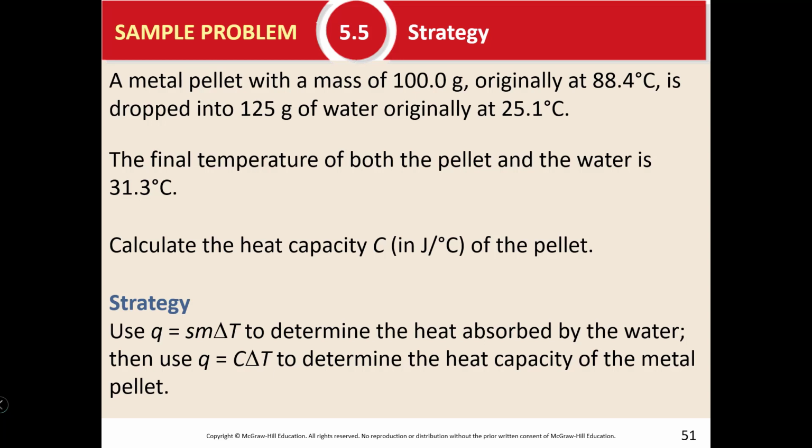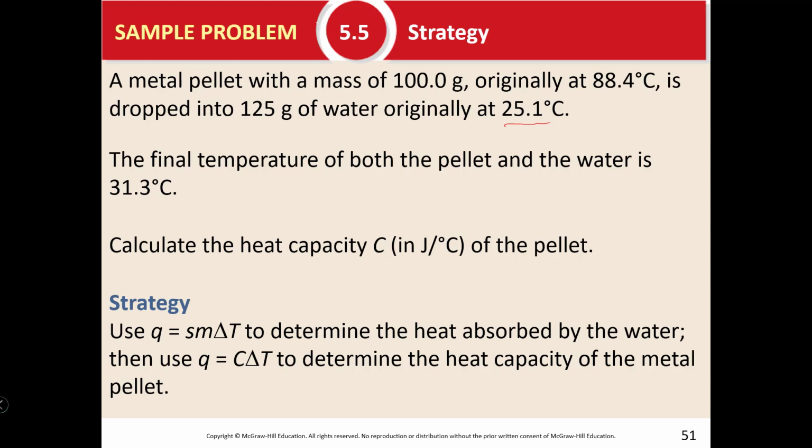All right, so let's look at a problem. This is your classic constant pressure calorimetry problem. So you have a metal pellet with a mass of 100 grams, originally at 88.4 degrees Celsius, so it's warm, is dropped into 125 grams of water that's originally at 25.1 degrees Celsius. So you know by experience that if you put a hot metal object into room temperature water, the temperature of the water is going to rise, and it's going to equilibrate. That's what we say, that the metal slug and the water will eventually settle at some temperature.